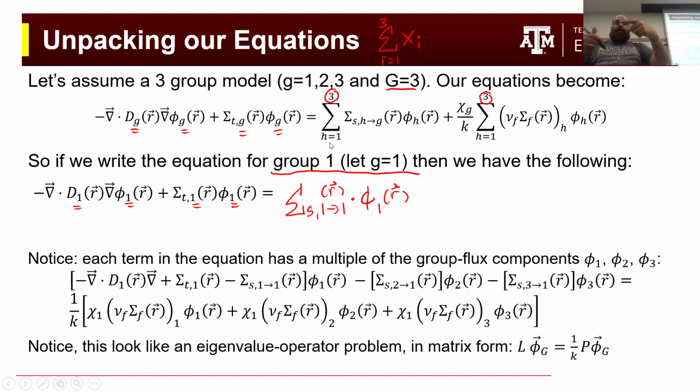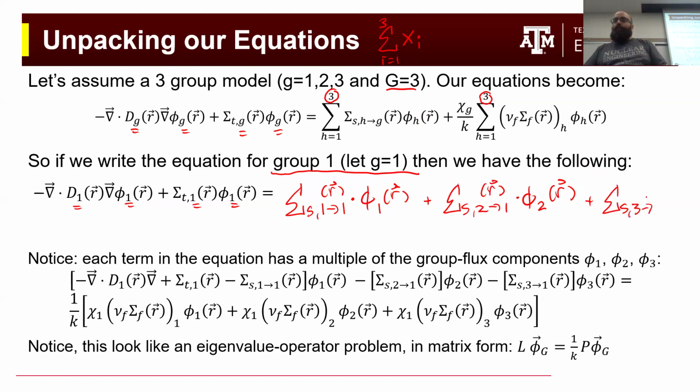Then I go up 1 on the index of h, so the next little h would be 2. My next term would be sigma s going from 2 to 1, which could depend on position. The flux is based on the flux that's causing these scatterings, which is the group h flux. So in this case, h again would be 2. Then I would have a third term where little h is 3. This would look like sigma s going from 3 to 1, which can be a function of position, times the group 3 neutron flux.